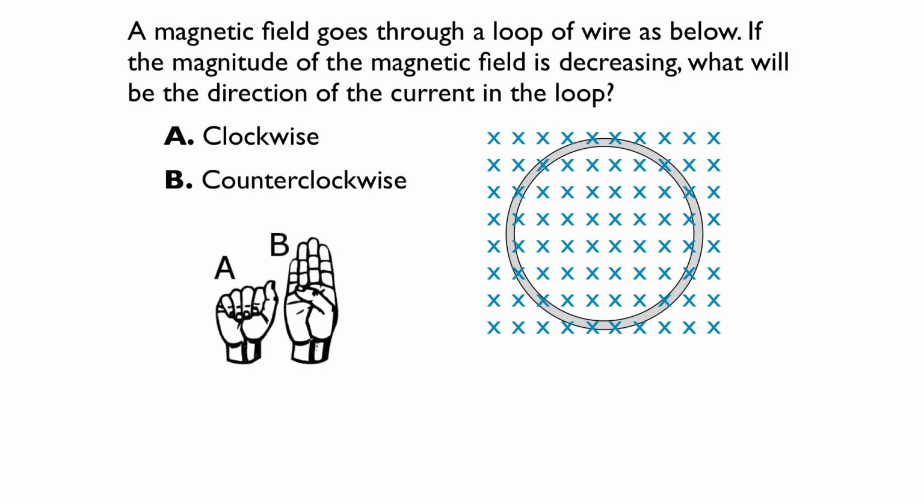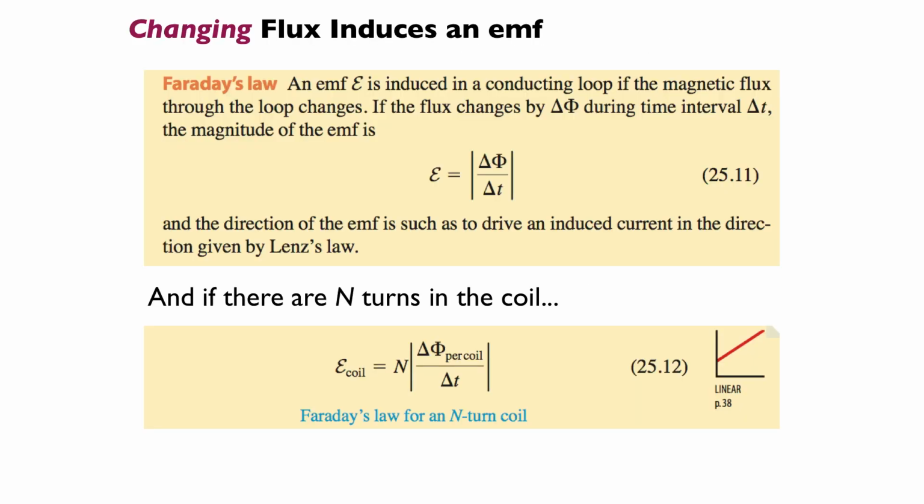This is an example we'll consider in class. Suppose we have a magnetic field that's going through the loop. If the magnitude of the magnetic field is decreasing, what will be the direction of the current in the loop? You can think about that, and we will talk about that in class. We are also going to look at the EMF that's induced in the loop.